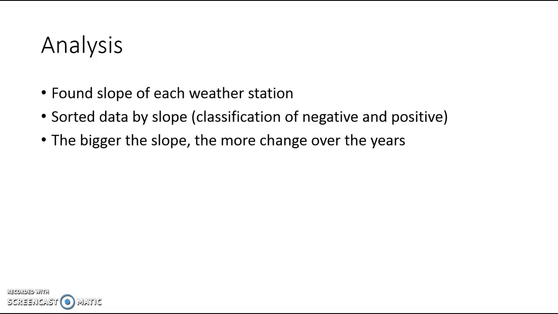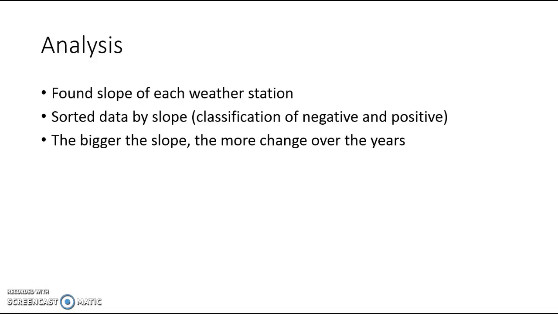For our analysis, we found the slope of each weather station using VBA. First, we tested that out on some sample data and then applied it to our data. After we found the slope for each station, we sorted the data by the slope and classified negative and positive slopes.